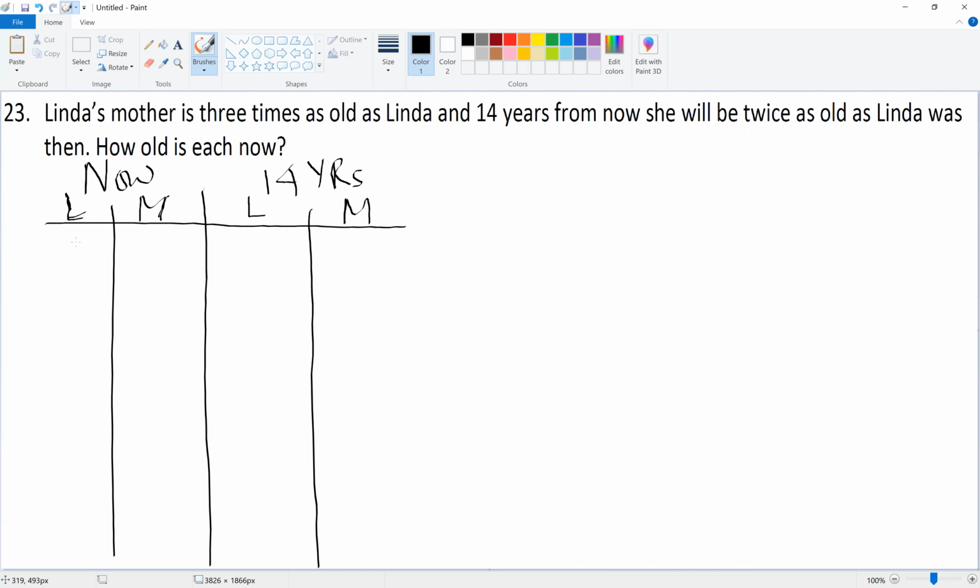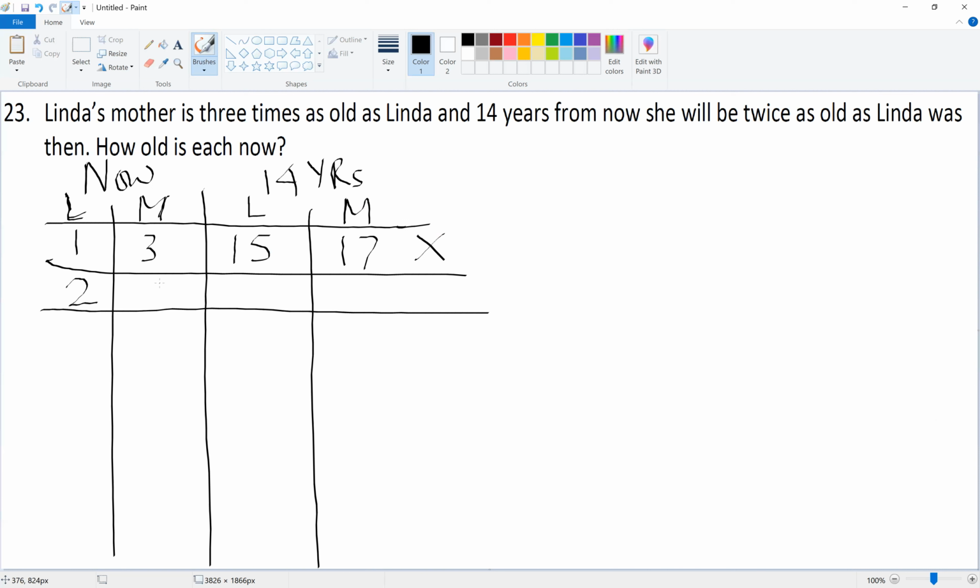Okay. So if Linda is 1, mom is 3 times. What is mom? 3. 14 years. What would be their ages? So, 15 and 42. 15 and 42. So Linda's mom was, 3 years, I mean, 17. And is it twice? Yes. So 15 times 2 is 17. 15 times 2 is not 17. No. So this one doesn't work.